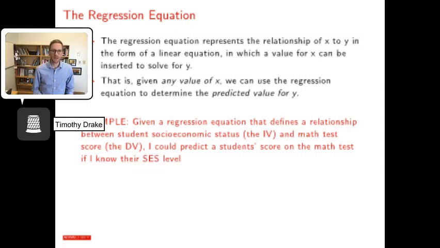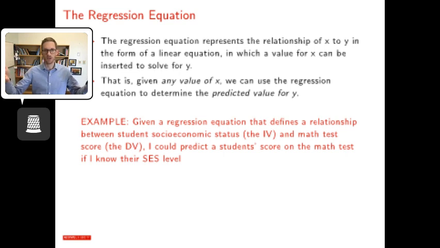So an example might be that I could create a regression equation that defines a relationship between students' socioeconomic status, that would be the independent variable, and students' math test score, that would be the dependent variable. And I could predict a student's math score if I know their SES level. So prediction becomes part of this. Once you fit the model, you're stating something about the conditions in the world, and you could say, well, give me a student and tell me their SES, and with some degree of precision, I could tell you what I believe their math test score would be. So a linear regression allows us to make those predictions.